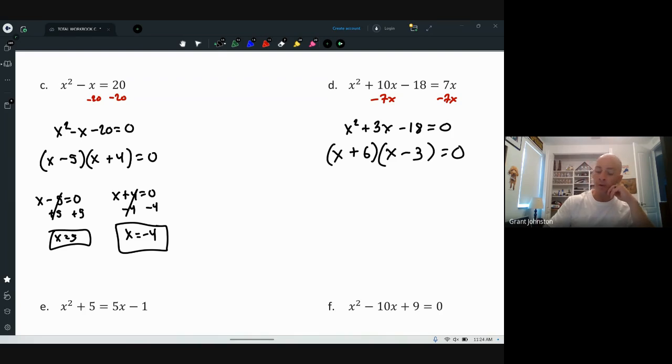Set each equal to 0. Solve them both. I'm not going to show the full work so much anymore. Hopefully you understand it. We'd subtract 6 from both sides. On this one, I'd get negative 6. Add 3 to both sides, I'd get positive 3.